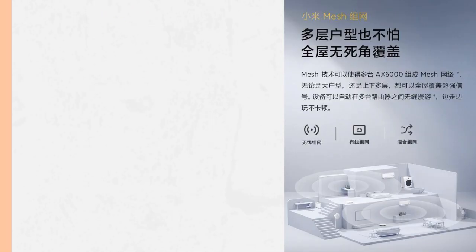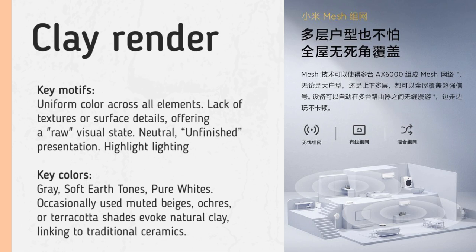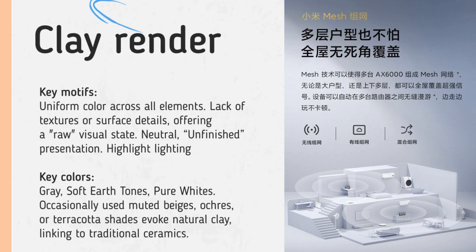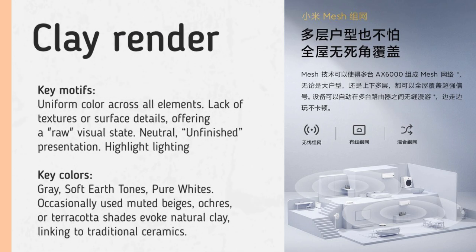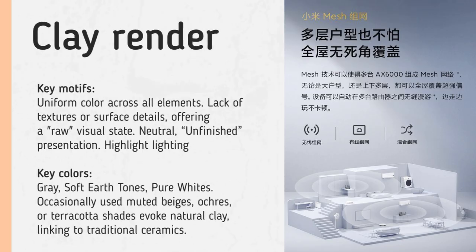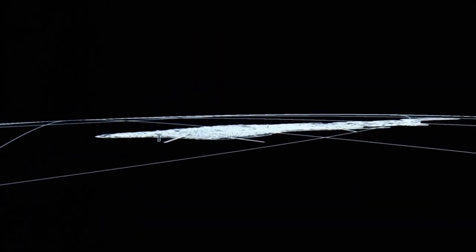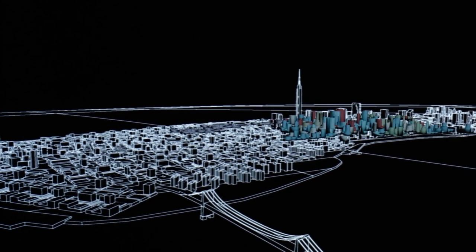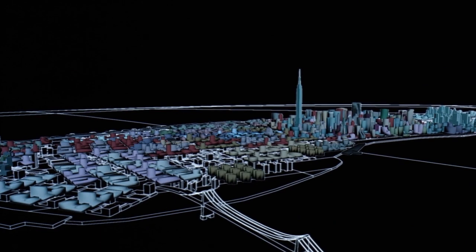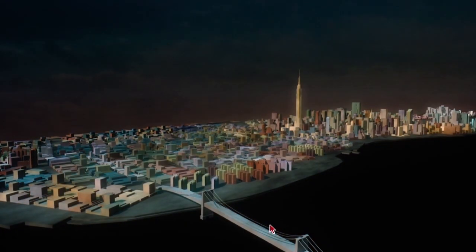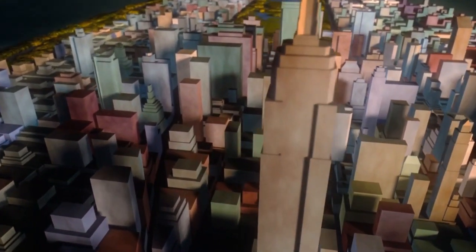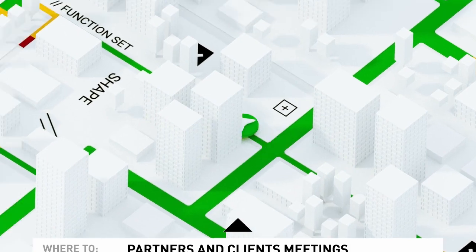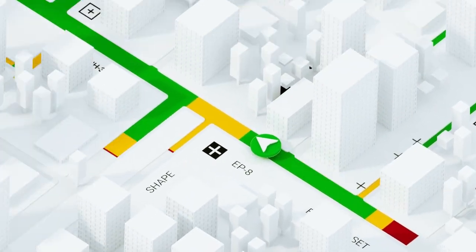Clay render is a type of rendering initially used in architectural visualization and 3D modeling. Over time, it has come to be regarded as an independent artistic style. In this render, all objects in a scene are covered with a uniform, simple material, most often gray, without textures or intricate details. This method allows for the evaluation of lighting, shadows, and composition without distracting elements.